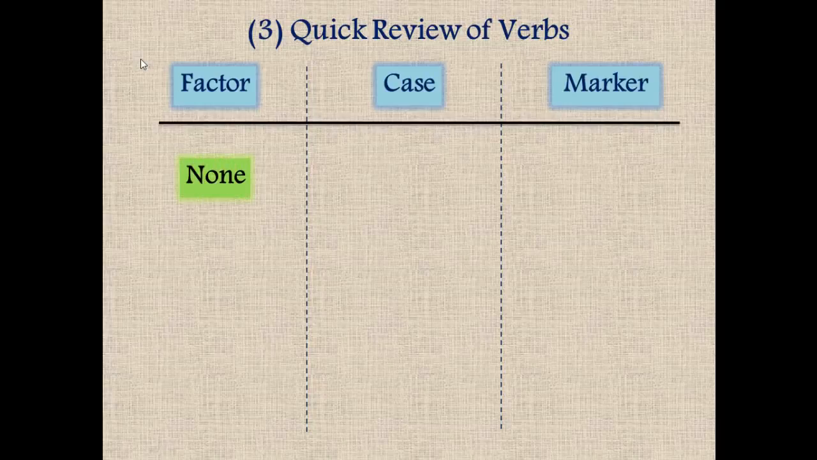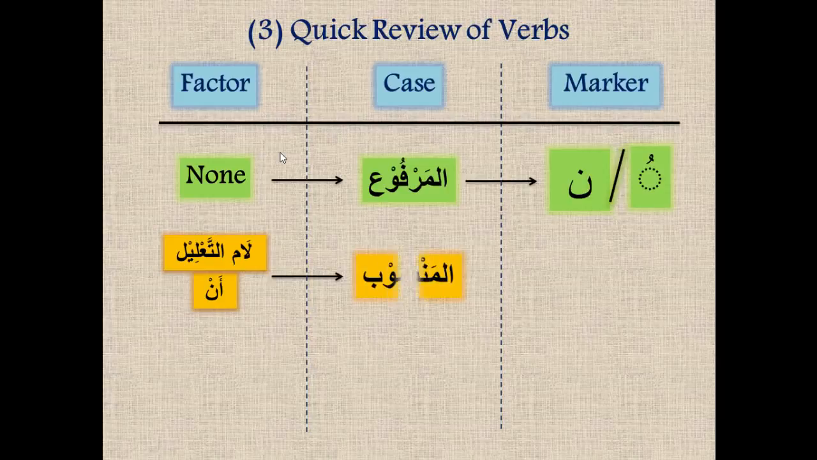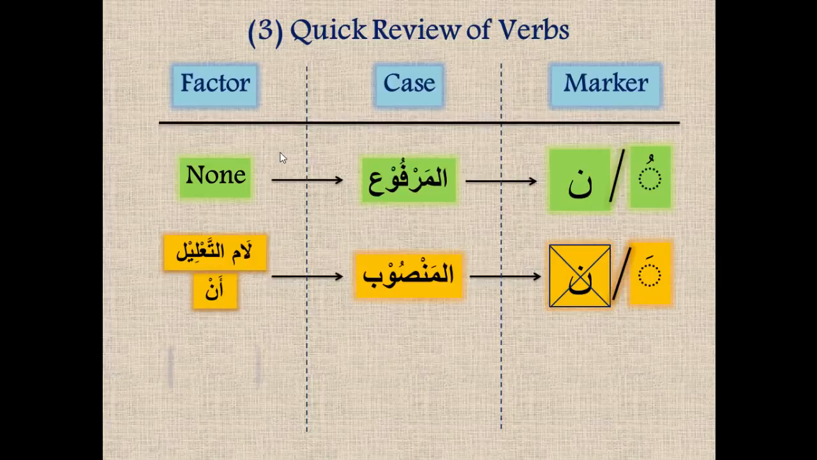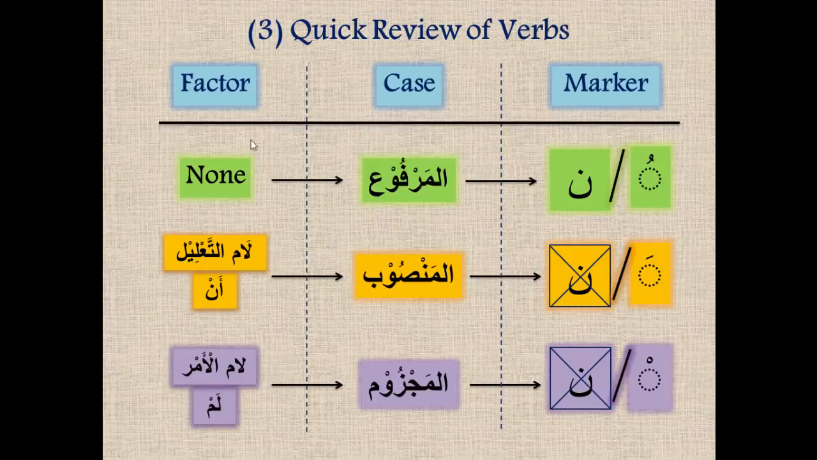So when we have no factors present, the case is the marfu', which means we have to use either a dhamma or a noon as the marker. If the factor is a nasib, such as lam al-ta'lil and an, that means we have to use the mansub case, which then means we have to drop the noon or we use a fatha. And finally, if we see a jazim like lam al-amr or lam, that means we have to use the majzoom case in the present tense, which further means we have to drop the noon or use the sukun. So hopefully this schematic makes intuitive sense, and hopefully you find this helpful.